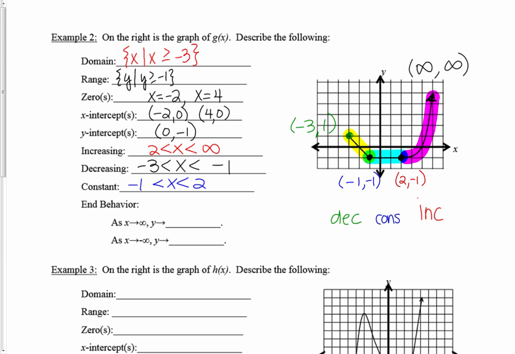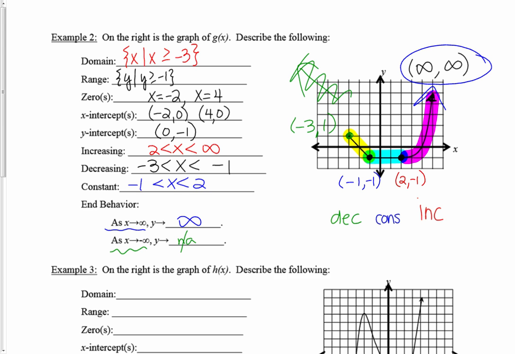Last, I need to put up my end behavior. For these, I'm looking at my arrows. I have an arrow where x is going to infinity. That's this arrow over here on the right. When my x was at infinity, my y was also at positive infinity, because as x went to the right, y went up. Now for the second thing, it's asking me as x goes to -infinity. I don't have an arrow pointing over here on the left side of my graph, so x doesn't go to -infinity. I'm just going to write NA right here.